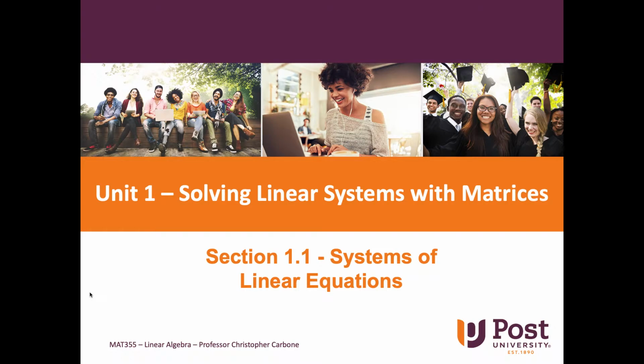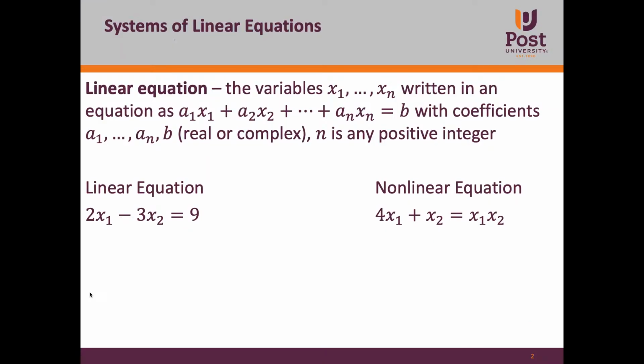Section 1.1 is on systems of linear equations. And a linear equation includes the variables x sub 1 up through x sub n, where it's written as an equation such as a sub 1 times x sub 1 plus a sub 2 times x sub 2 all the way up to a sub n times x sub n is equal to b, with the coefficients of a sub 1 up through a sub n and b. These could be either real or complex.